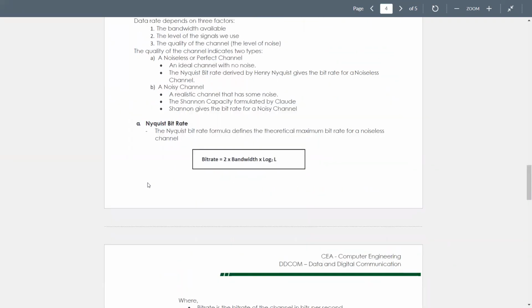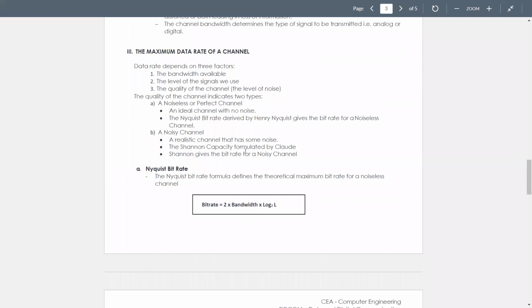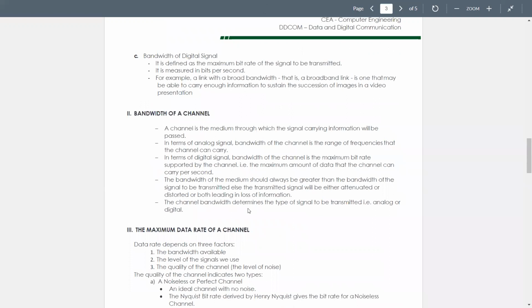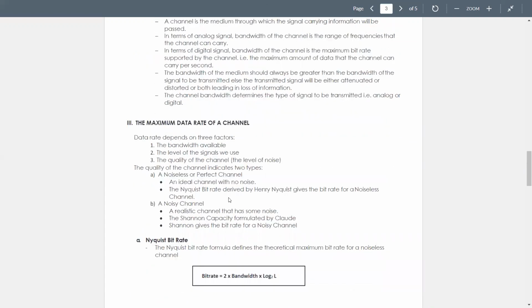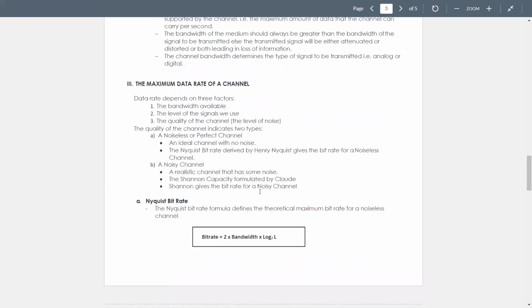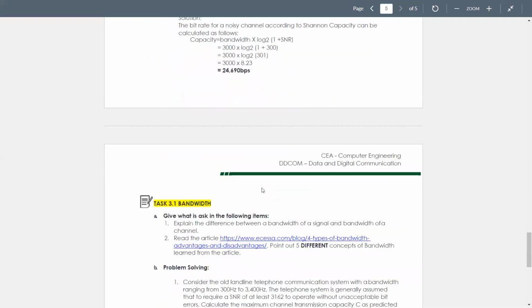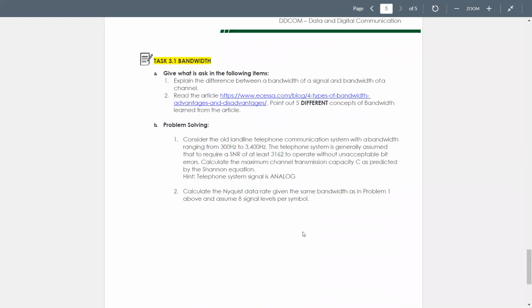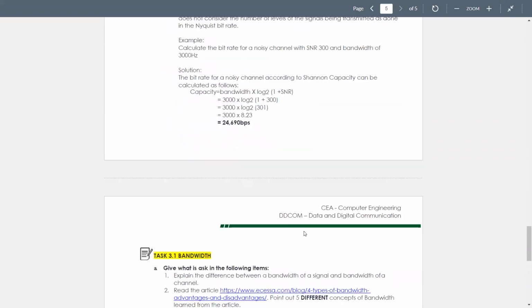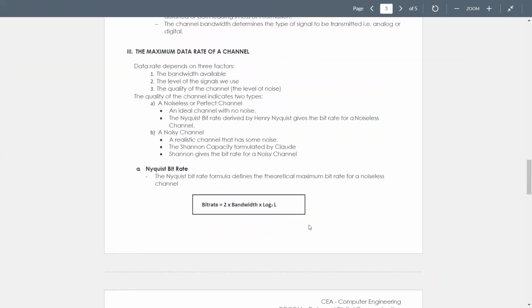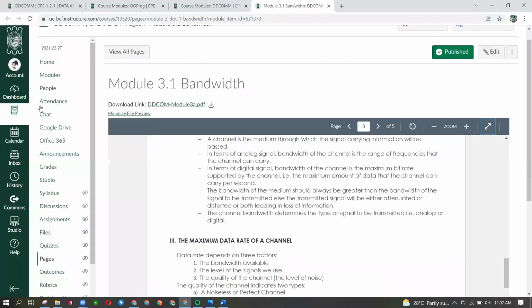We have different computations in order to check how much information can be carried, given the bandwidth of the channel. Okay, I think that's it. That's the last one in our midterm period.